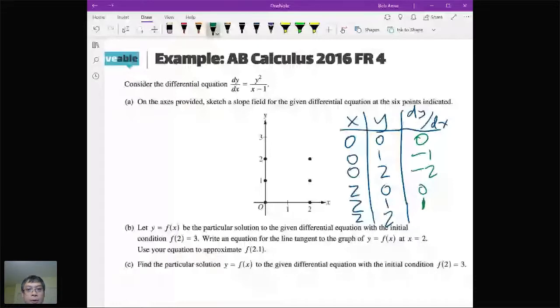Wait. Okay. I forgot to square the y. That's sad. Okay. There. Those look more like the right numbers. Okay. Right. So when I plot a slope field, all I need to do is just make sure that the differences are clear and that slopes that are steeper are clearly steeper.